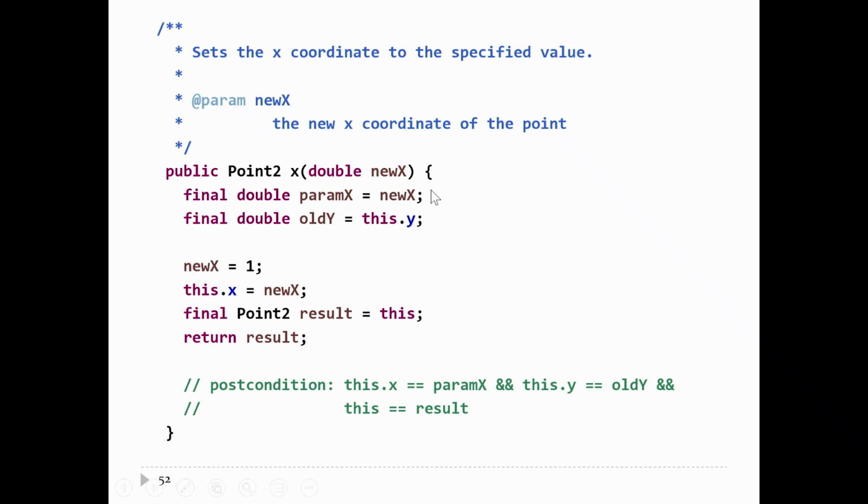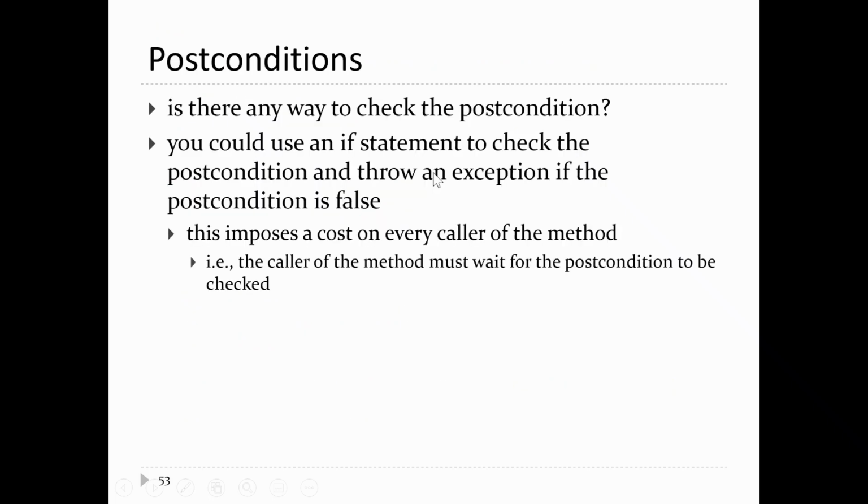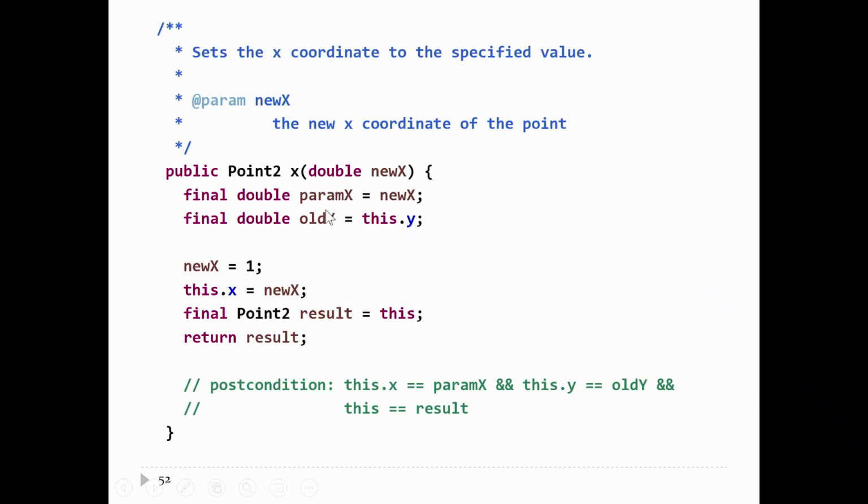Right. So really, the way you want to write this is as follows. You want to remember what the original value of the parameter is. You want to remember the original coordinate of the point. In the previous example, we had to remember the original value of the x coordinate. So there's a bunch of setup that you have to do, and then there's a condition that you check at the end.